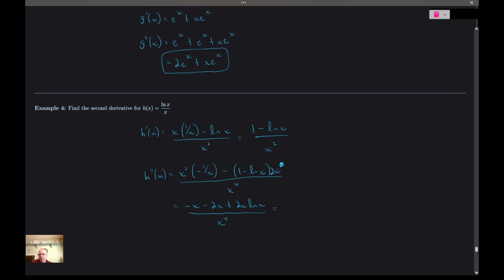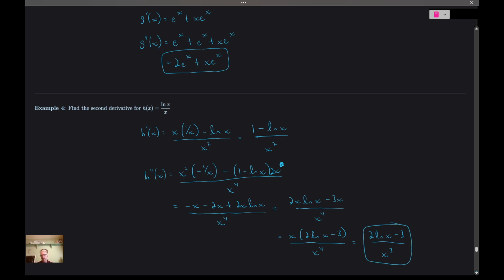Let's combine our like terms. We get, and we'll write the positive term first, 2x ln x minus 3x over x to the 4th. And then we factor out an x on top. So we get x times 2 ln x minus 3 over x to the 4th, and then x over x to the 4th gives us an x cubed on the bottom. So 2 ln x minus 3 over x cubed, and there is our second derivative.